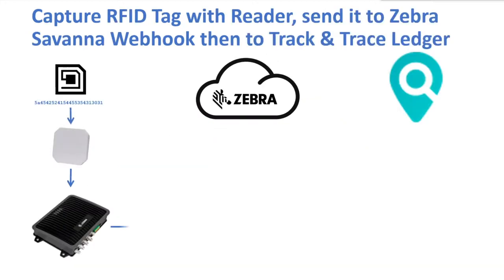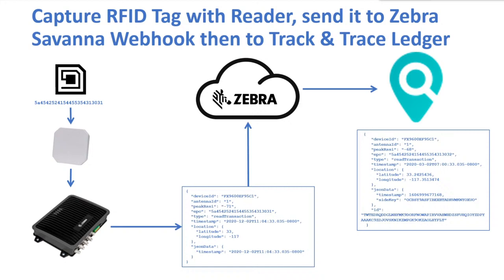So here's how it works, if you will. The reader fires off when a tag enters the antenna field. The reader sends a payload of data in a JSON format up to the cloud. From the cloud, it can send to the track and trace ledger. And as you can see from this slide, the resulting record has a few pieces of extra data in it, as well as this ID, your transaction ID. So now you can get to that record in the future. That all can happen without a human touching it and without writing any code. You can do that right now.